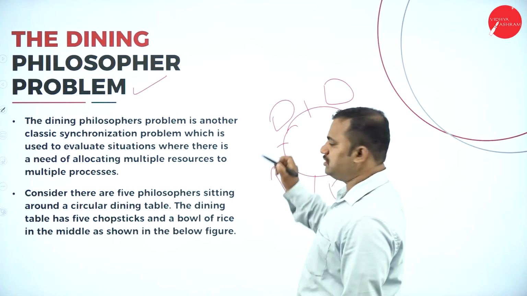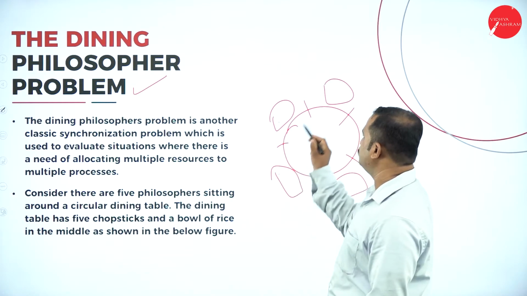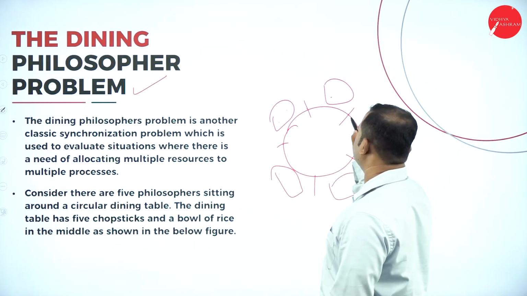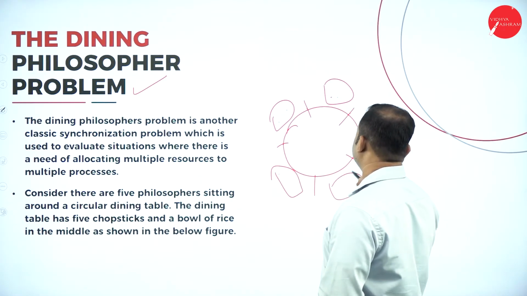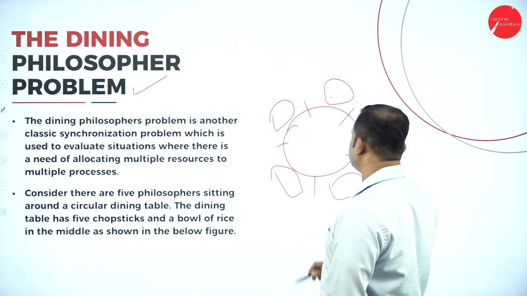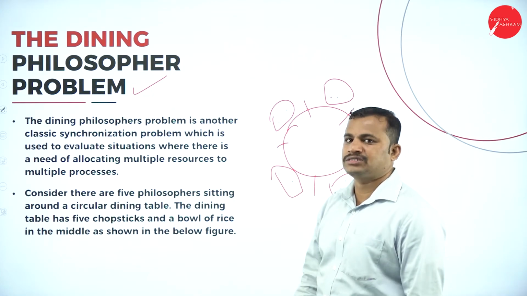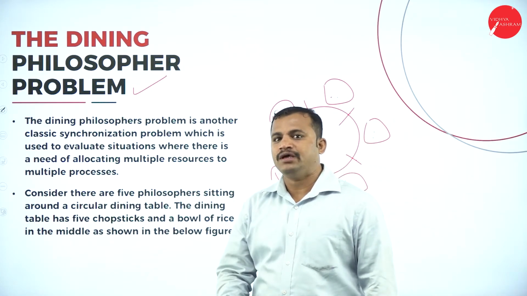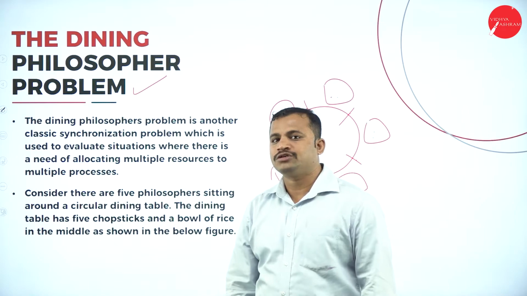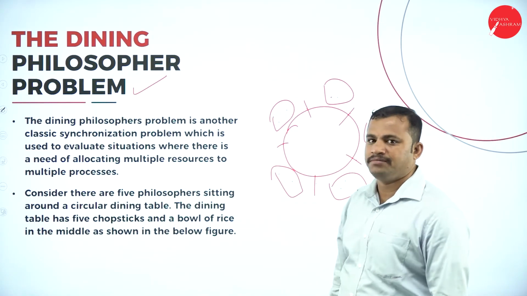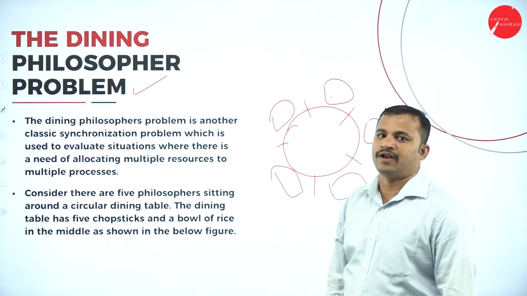This chopstick is shared among these 2. This chopstick is shared among these 2. This chopstick is shared among these 2. This chopstick is shared among these 2. This chopstick is shared among these 2. So if that is the case, how can we allow the dining philosophers to pick the chopsticks at the same time? That becomes a conflict again.